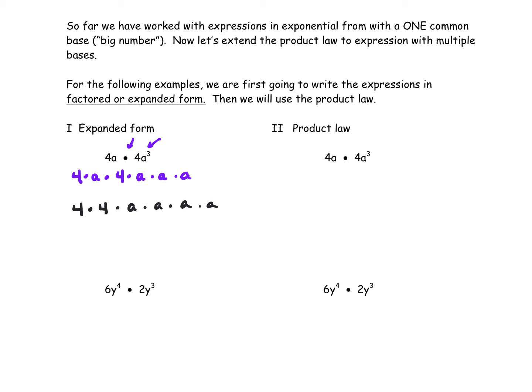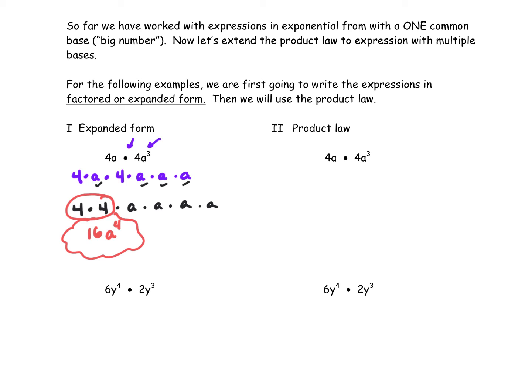So let's check. I wrote 4 and 1, 2, 3, 4. Yes. So if we're going to simplify this, 4 times 4, the best way to write that would be 16. And then a times a times a times a, well, I simplify that to a to the fourth. So we'd rather write this expression as 16a to the fourth. That's the simplest way we can express this.